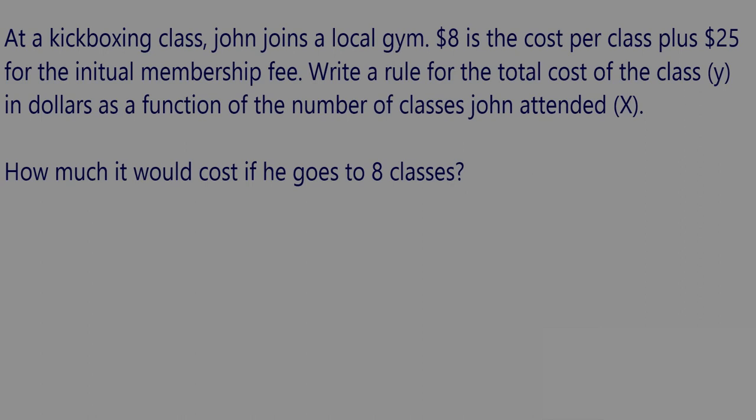We first need to write the input Y times the output X between brackets, and it will become Y of X. Each class John attends costs $8. We don't know the number of classes John joins, so we use X to represent that and multiply 8 by X, which is the number of classes. We also need to add the membership fee of $25.